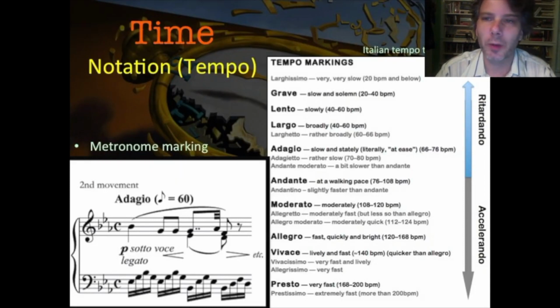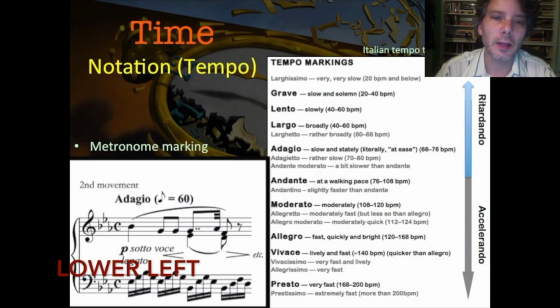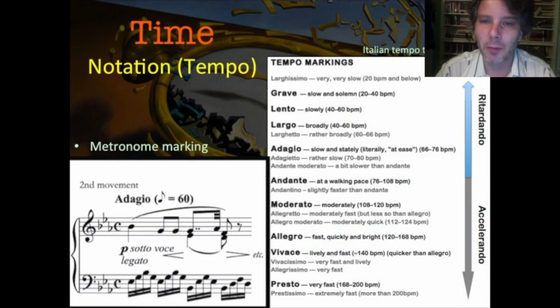Notation for tempo can be written in 2 ways. You can use Italian, which you'll see pictured on the right, or you can use a BPM, or beats per minute. In the lower right, you'll see adagio, which translates to slow and stately, 66 to 76 BPM. BPM means beats per minute.